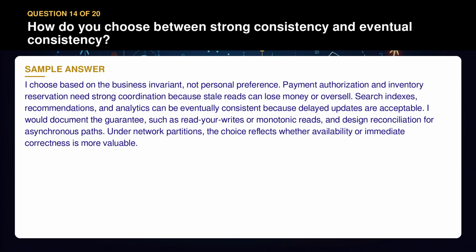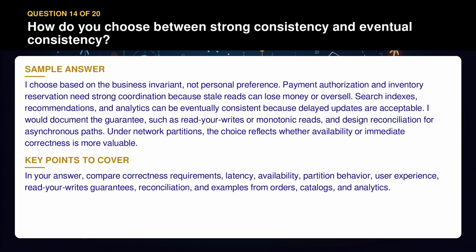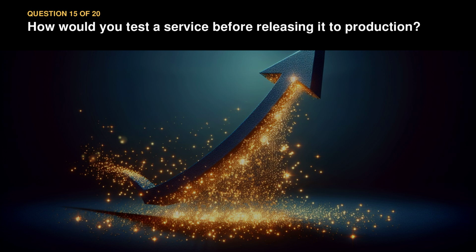I would document the guarantee, such as read your writes or monotonic reads, and design reconciliation for asynchronous paths. Under network partitions, the choice reflects whether availability or immediate correctness is more valuable. In your answer, compare correctness requirements, latency, availability, partition behavior, user experience, read your writes guarantees, reconciliation, and examples from orders, catalogs, and analytics.